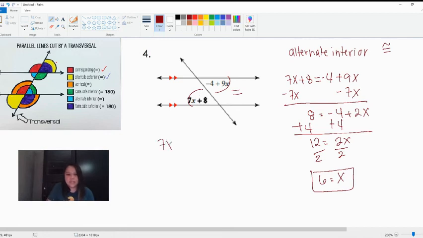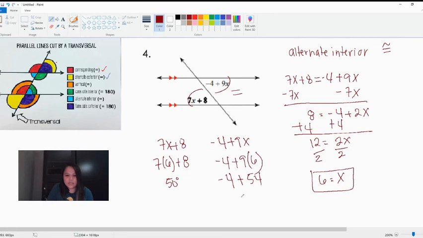I'm going to go ahead and plug it in. 7x plus 8, and I'm going to plug in 6 for x. And I'm going to simplify that. So I'm going to get 42 plus 8 is 50 degrees. So let's check this one. Negative 4 plus 9x. Plug in x, which is 6, and I get negative 4 plus 54, which also comes out to be 50 degrees. So good, so now we know this little x here is actually 6, and the actual angle itself should be 50 degrees. So if that's 50 degrees, then this is 50 degrees.